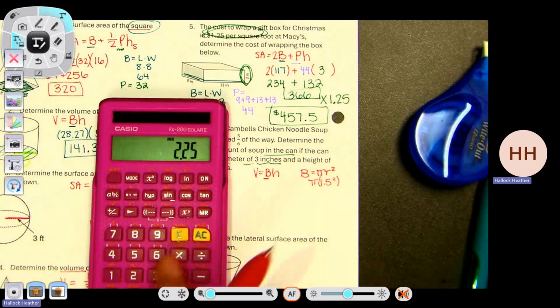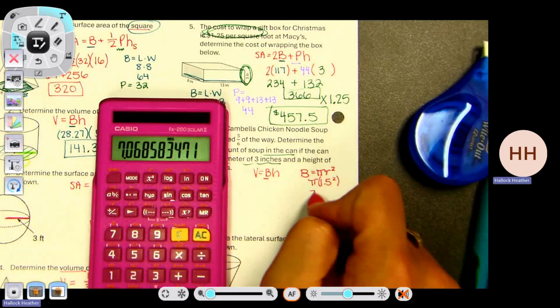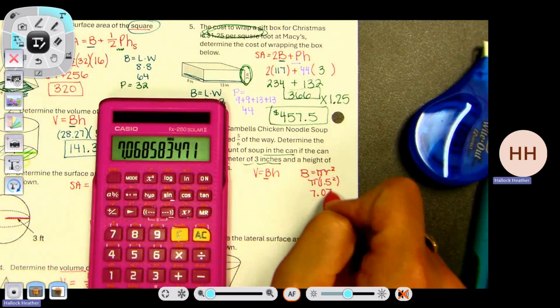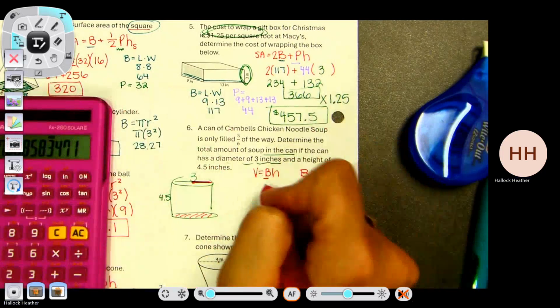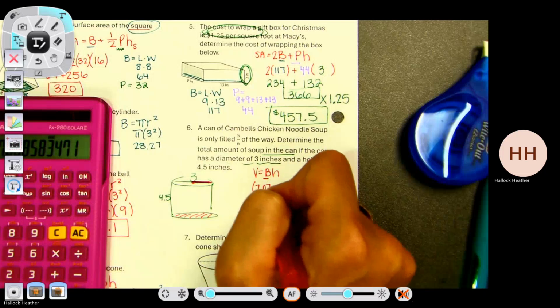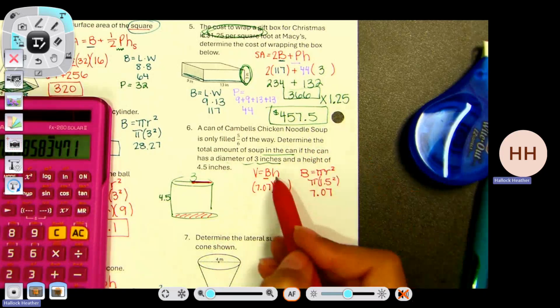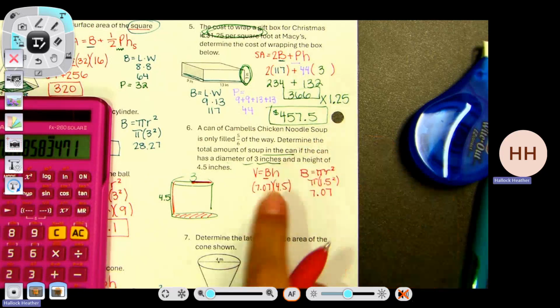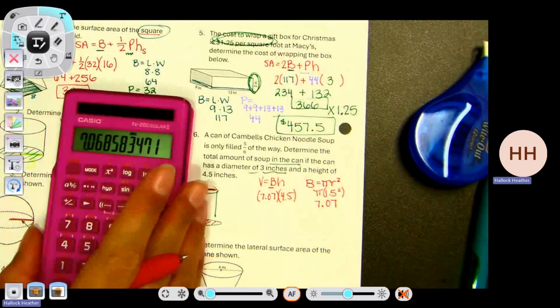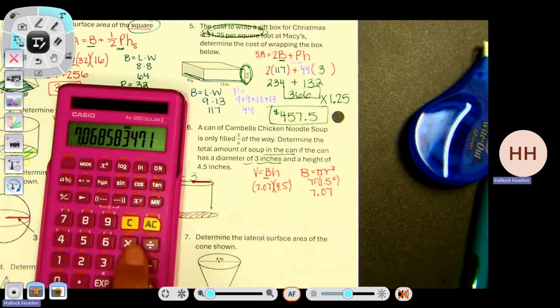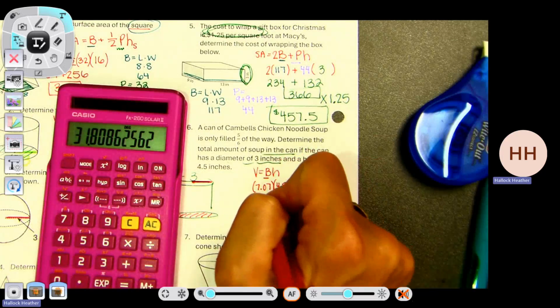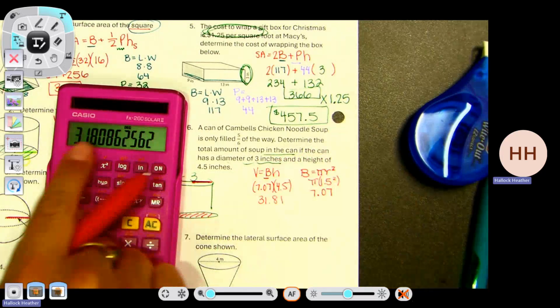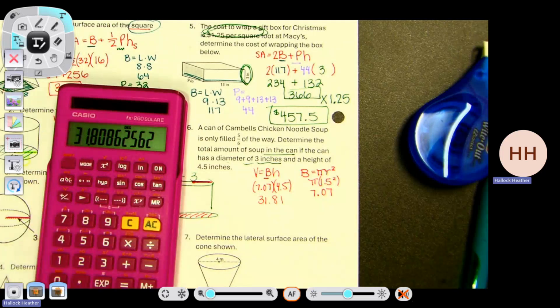times pi. So around 7.07-ish. I need to multiply by the height of the shape, which is 4.5. If you want to use the rounded decimals, that's okay. I'm just going to multiply by 4.5 in the calculator with the whole decimal. So you should get around 31.81-ish.